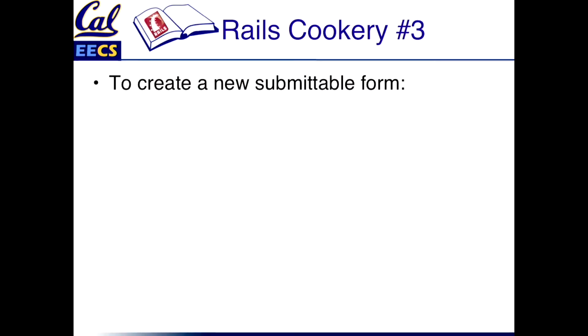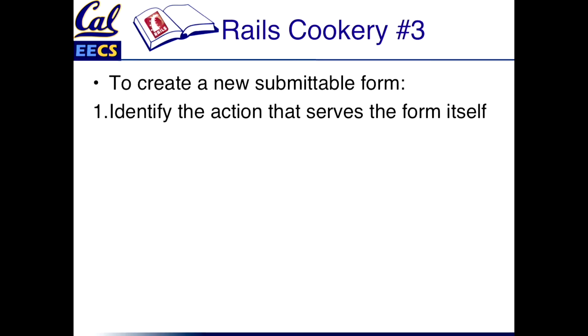So continuing our cookbook of things that we know how to do with Rails, here's how you create a new submittable form. And we're going to walk through each step of this process. First, we have to identify the action that serves the actual form, the blank form that the user is going to fill in. Or, as we'll see, it could be a form that already has some information pre-populated. For example, if you're making a change to an existing resource, the form might show up already populated with the old info, and then you can type in new info.